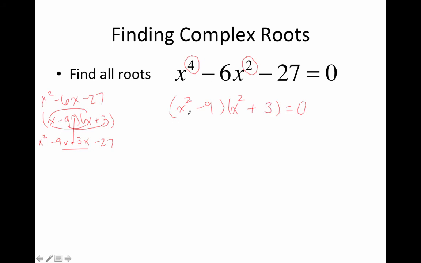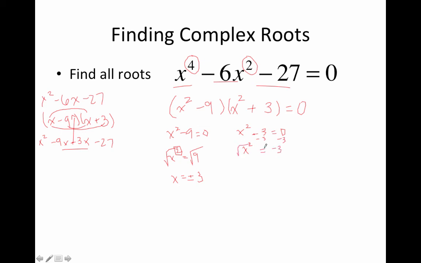And if you don't trust me, FOIL it. X squared times x squared gets me my x to the fourth. 3x squared minus 9x squared is negative 6x squared. And negative 9 and 3 is negative 27. So yet again, I can set each of these factors equal to 0, and I'll solve. Now if I move the 9 over, I don't get that x equals 9. I get x squared equals 9. So I'll take my root. Square root of 9 is 3, but I need two answers, so plus or minus 3. I'll subtract 3 for the second one.